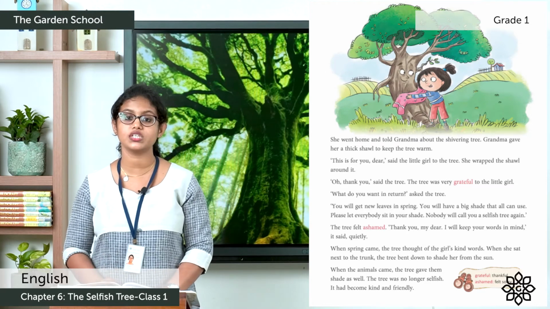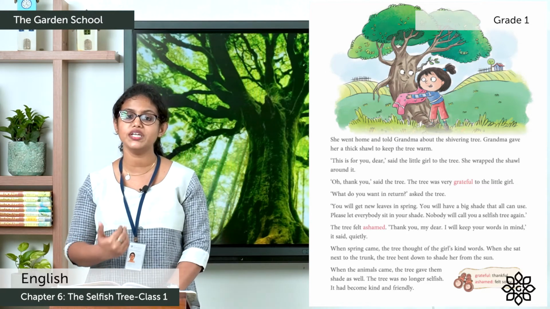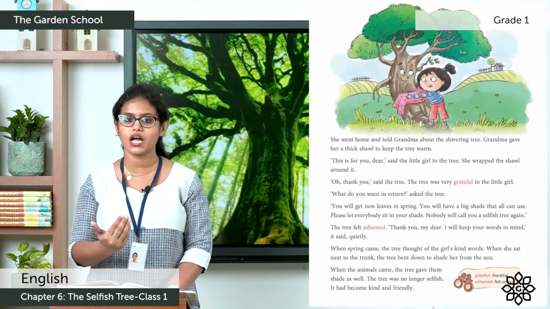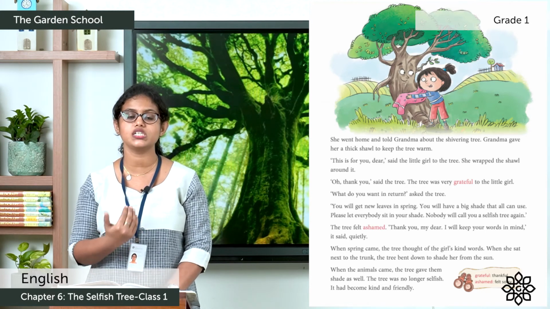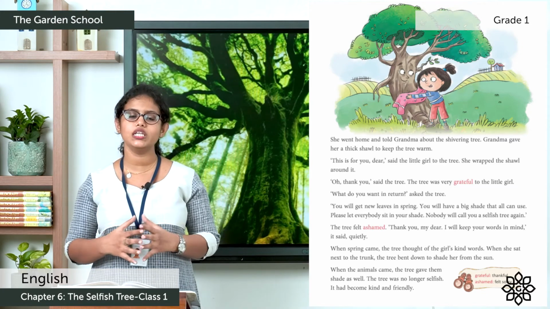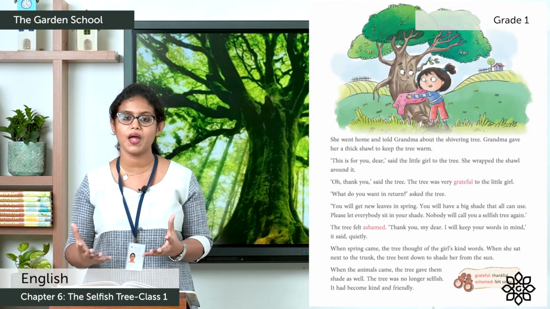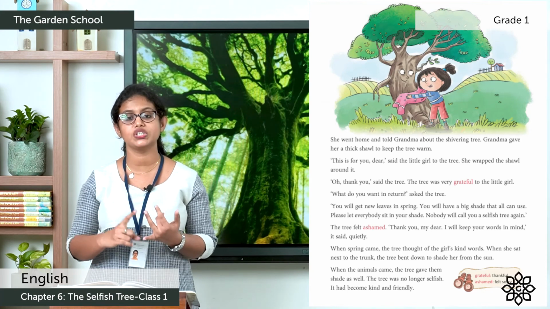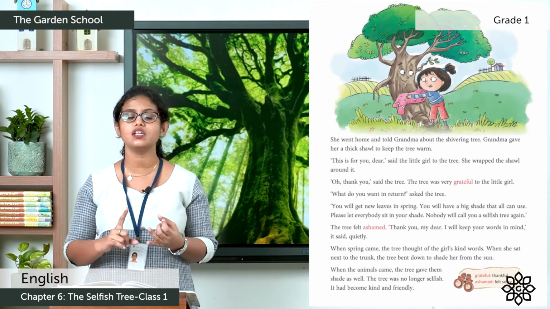So this tree asked, what do you want me to do for you? So this little girl said, when spring comes, the trees will get their leaves. When you get new leaves in spring, you should remember everyone. You should give shade to everyone. You should give shade to animals and birds.